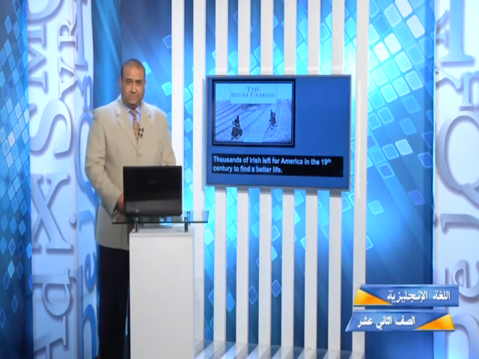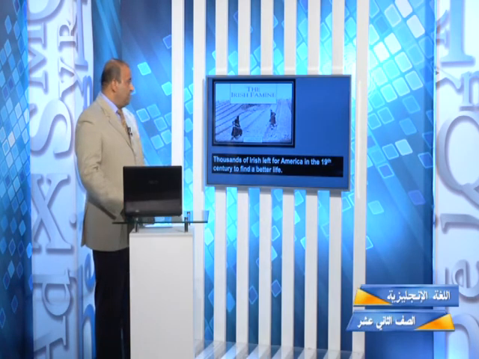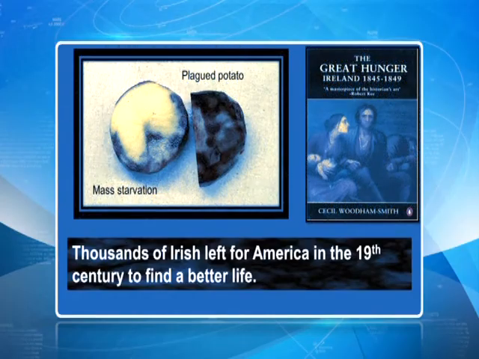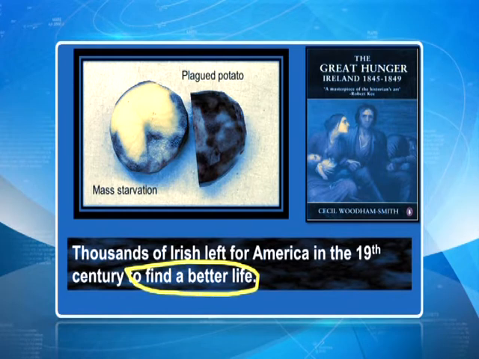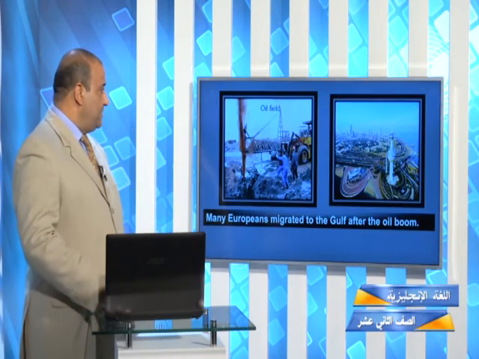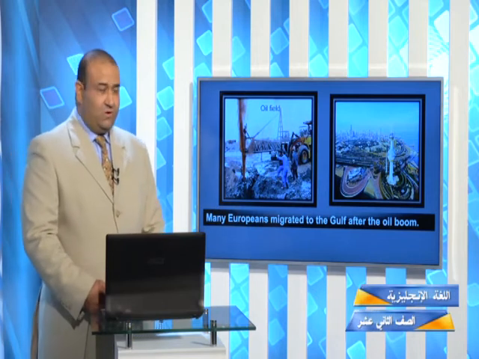The following picture is about the Irish famine. Thousands of Irish left for America in the 19th century to find a better job. Again here, we have some clues, okay? And here we have the plague potato, mass starvation, the great hunger in Ireland. Thousands of Irish left for America in the 19th century to find a better life. And here we have to focus on this piece of information: to find a better life, to improve their daily life. The last pictures are the following.